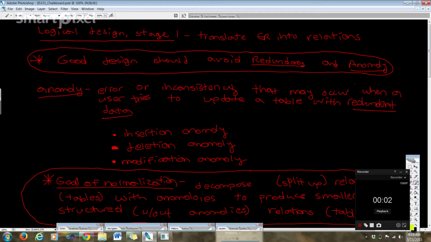Hi guys, so this tutorial will finish up our summary on the theory of database design, and next we'll be moving into implementation in the next set of tutorials.